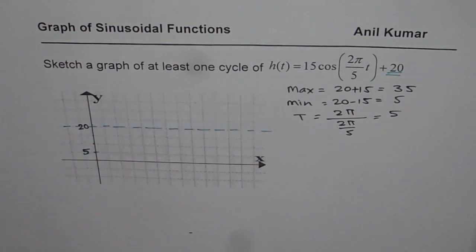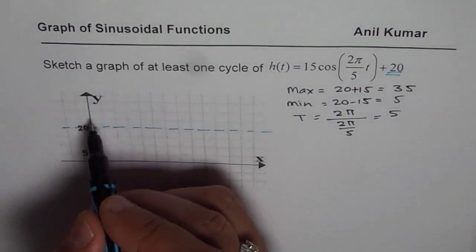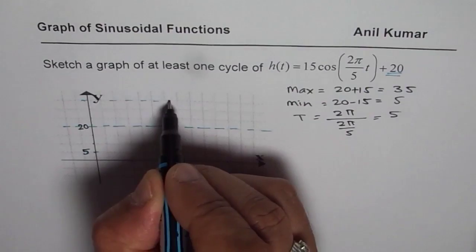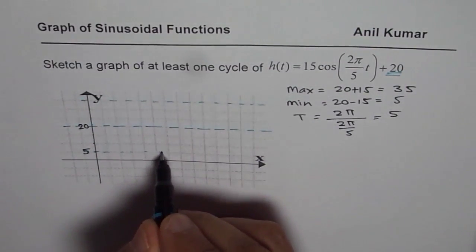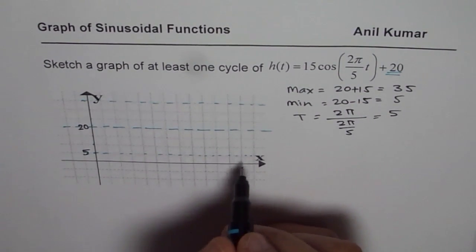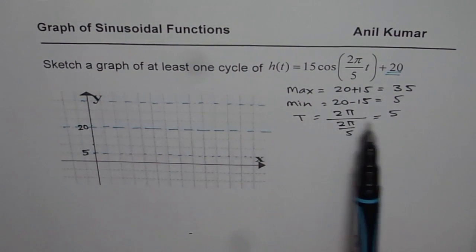The maximum for us is 35. That means 15 more than this: 1, 2, 3, each is 5. So that is the maximum for us, and the minimum value is this dotted line. Now this is not the axis, this is just a guideline for us. Now let's analyze the time period.